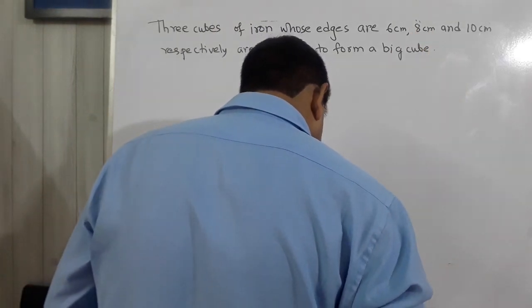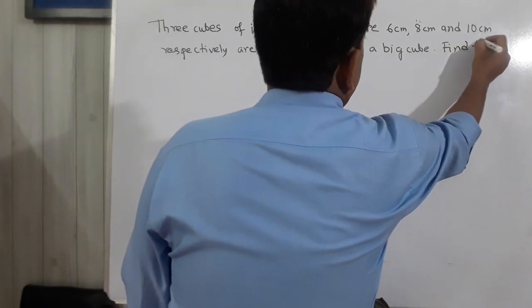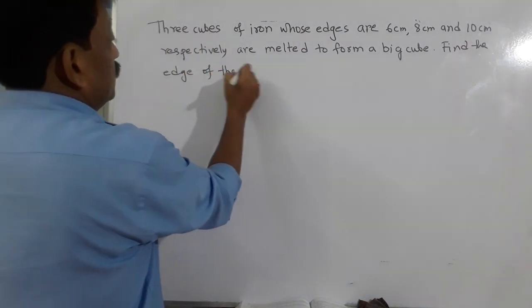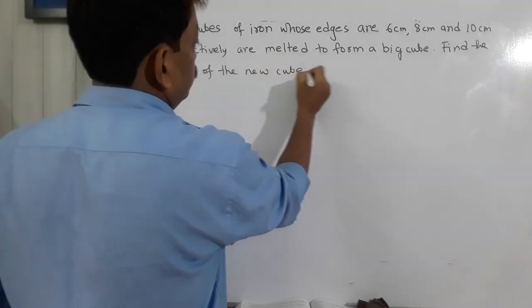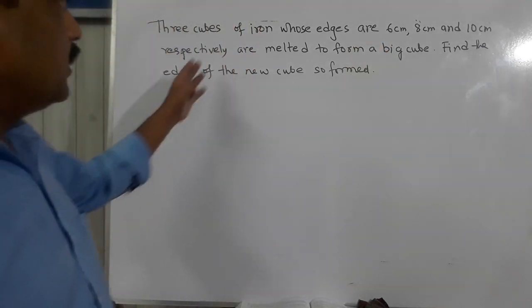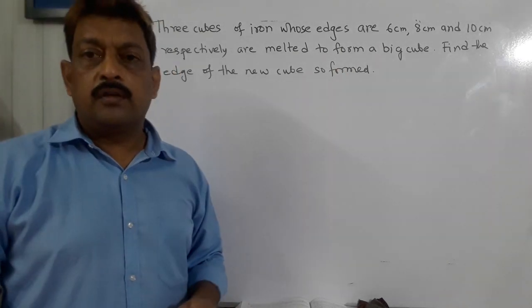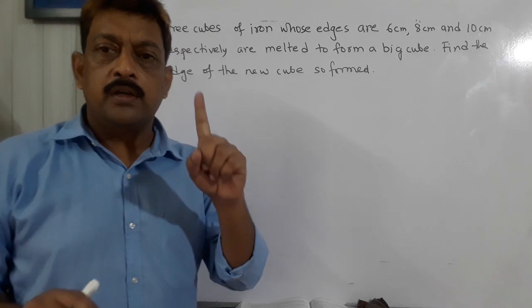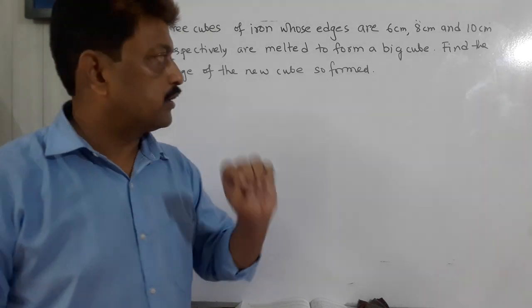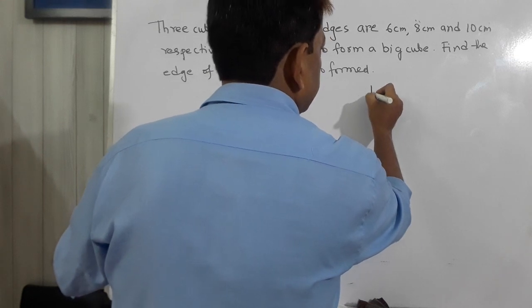What do we have to find? We have to find the edge of the new cube so formed. Okay, so there are three cubes whose edges are 6 centimeter, 8 centimeter and 10 centimeter. All these three cubes are melted together to form a single big cube. We have to find the length of each side of that big cube. Okay, so let me show the situation in the form of a diagram.